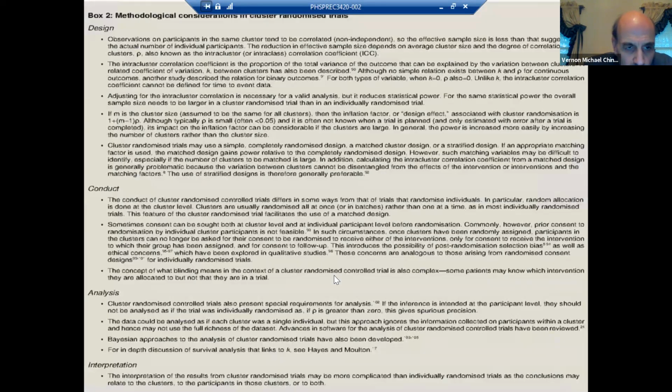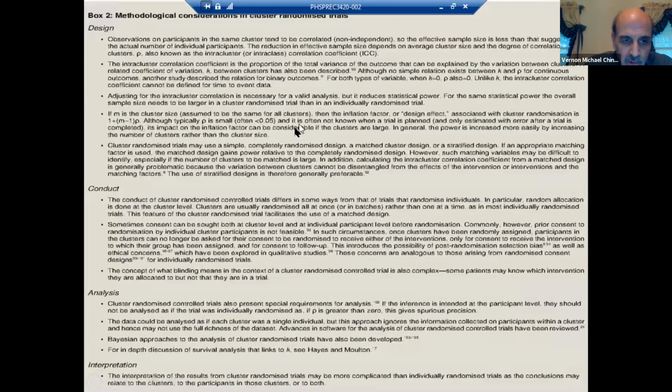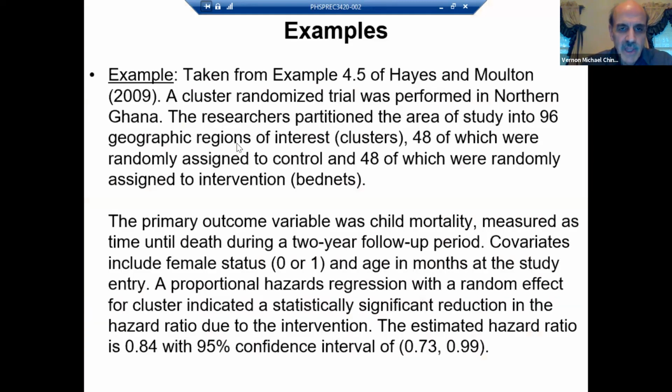So this is Table 2 from that article. We're not going to go through this. It's too difficult to read and tedious, but it does give you some guidance as to how you should address those issues when constructing your manuscript. It's a very good article, and it is part of the CONSORT family of articles. So if you have a cluster randomized trial, it's highly recommended that you follow these guidelines in writing your manuscript. Okay, let's talk about some more examples.